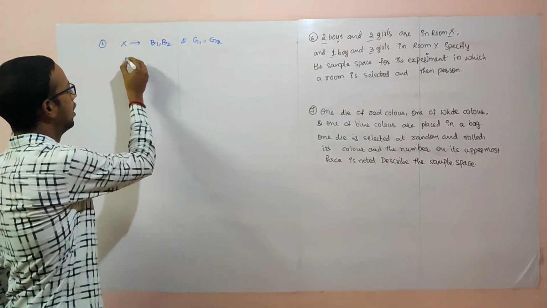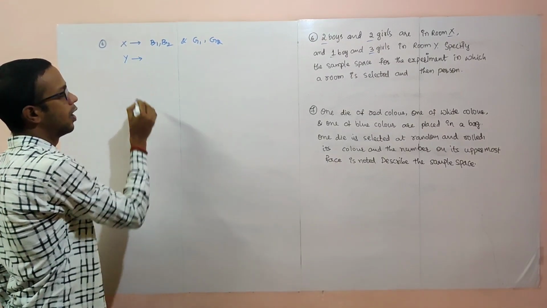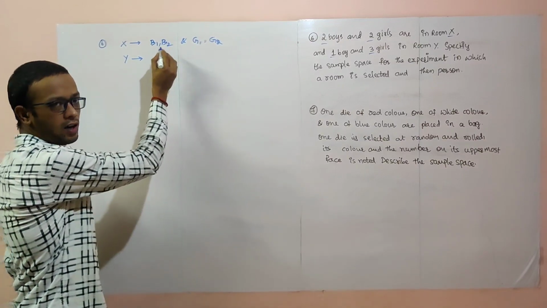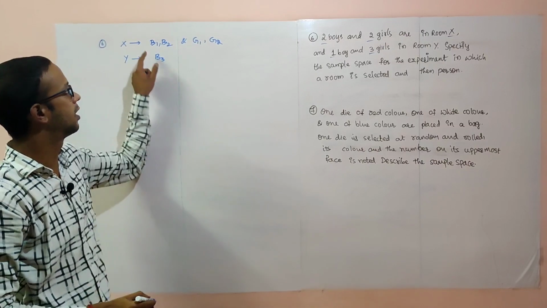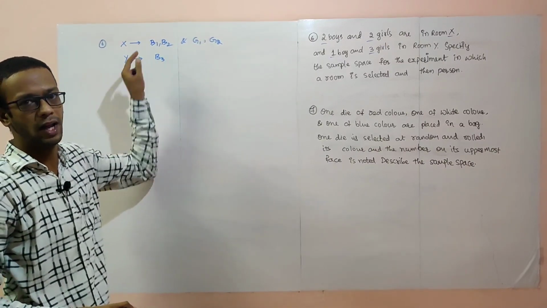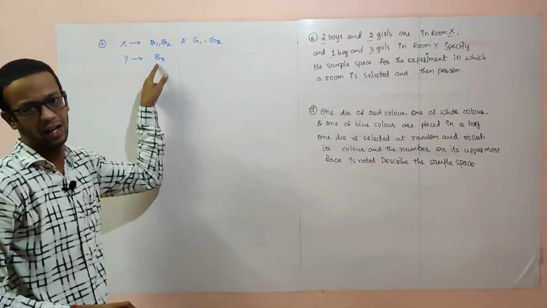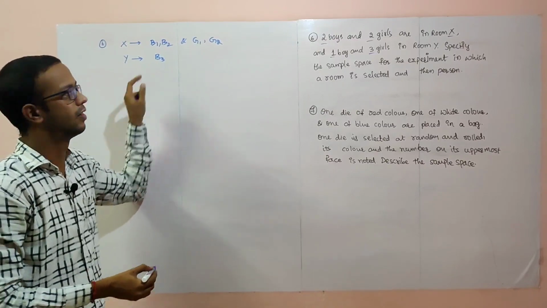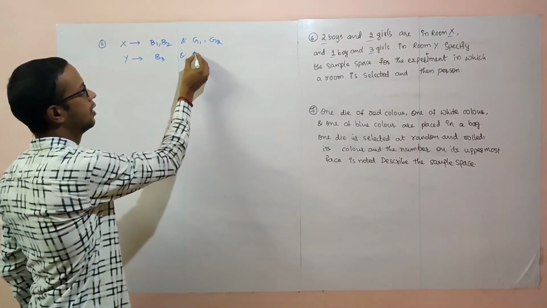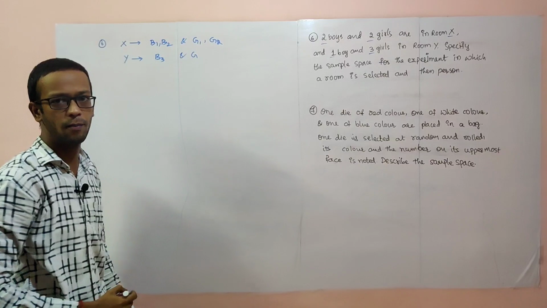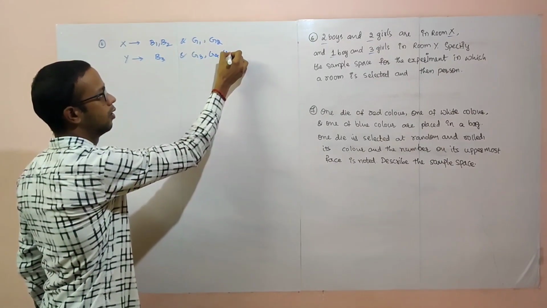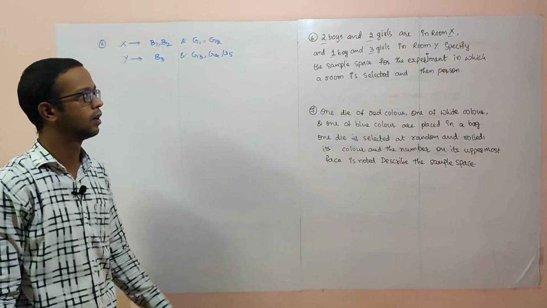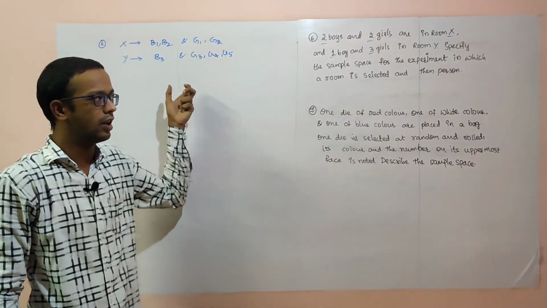Next, Y room, 1 boy is there. Already 1, 2 completed. So I am writing here B3. Why? Because 1, 2 already in room X. So room Y I am naming as B3. And girls 3 is there. Already 1, 2 completed. So what we have to make? 3, 4, 5. So I wrote the given data.